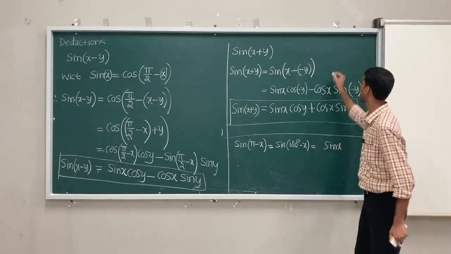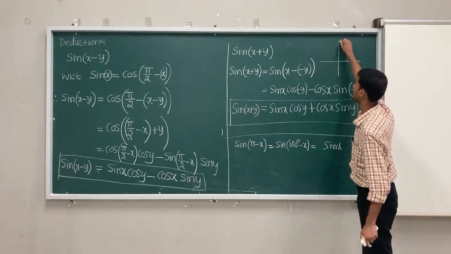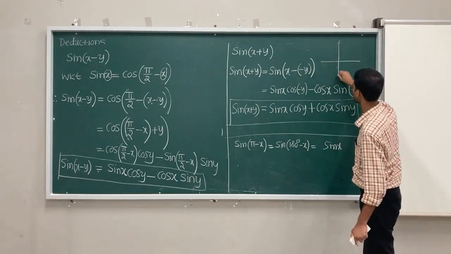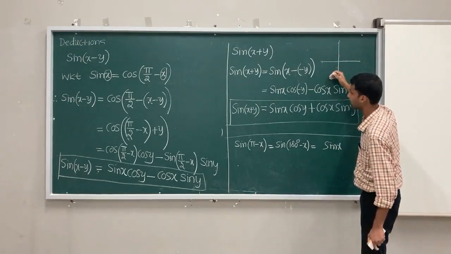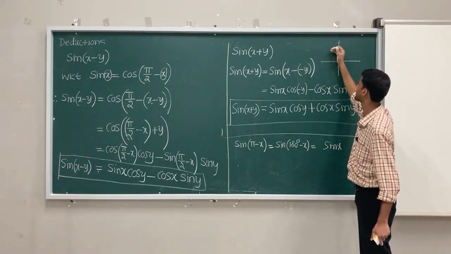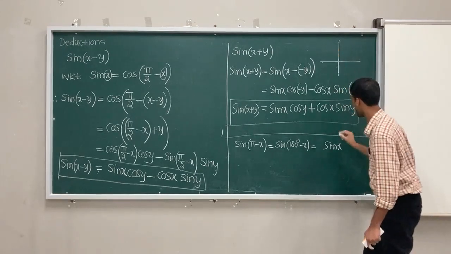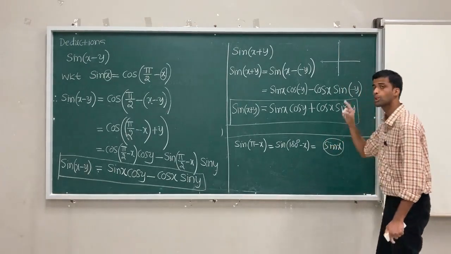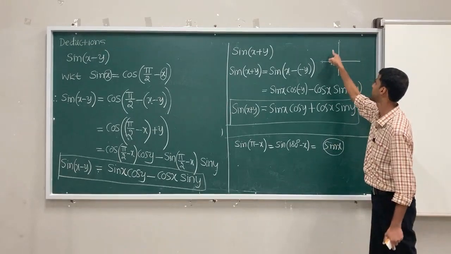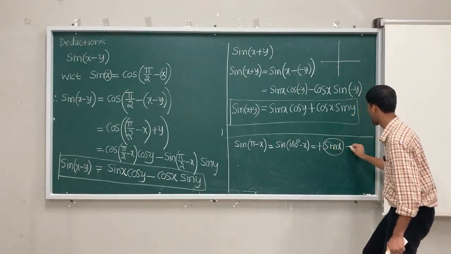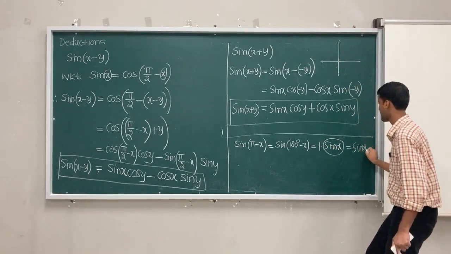For 180 minus theta, when you draw the quadrant, it is 0 to 90, 90 to 180, 180 to 270. If you move further, it is 180 plus. If you move back, it is 180 minus. So 180 minus means second quadrant. In the second quadrant, we all know that according to the ASTC rule, only sine is positive. Therefore, the answer is plus sin x. This is by the ASTC rule.